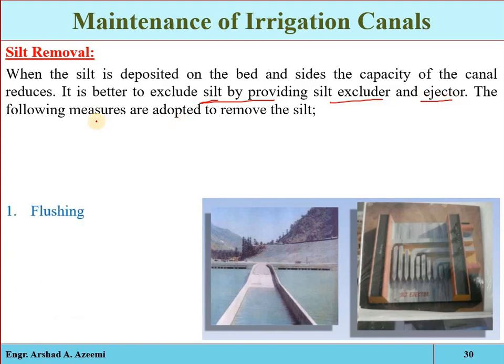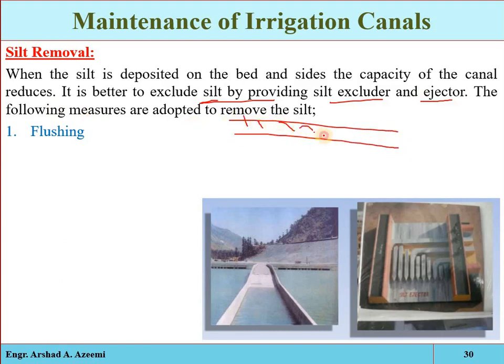The following measures are adopted. See, by flushing. For example, if you have a small scale irrigation canal and sediment is deposited there, then it will be washed out by some pressurized water. Okay, just apply the pressurized water onto the bed of the canal, then the sediment which is deposited will be washed out. So that is called flushing.